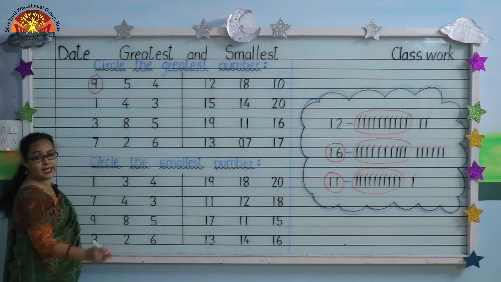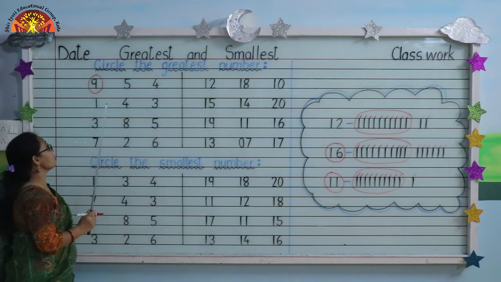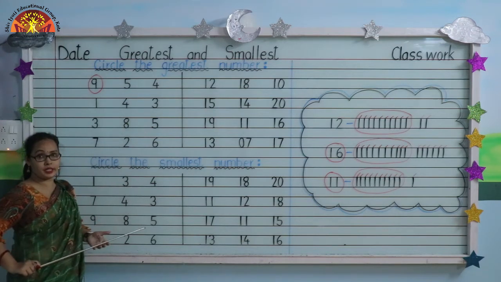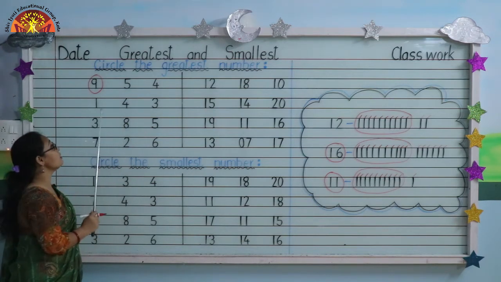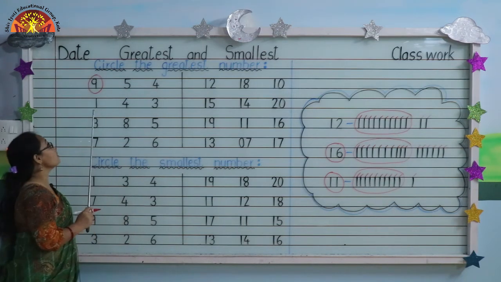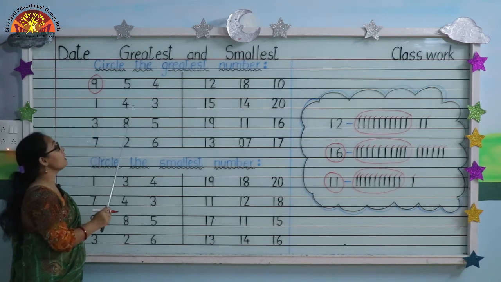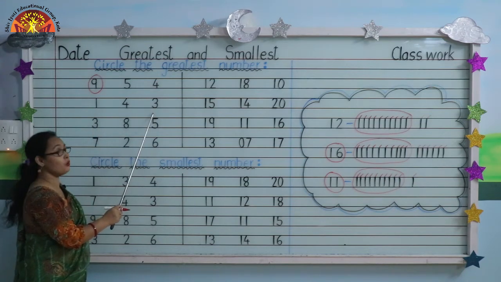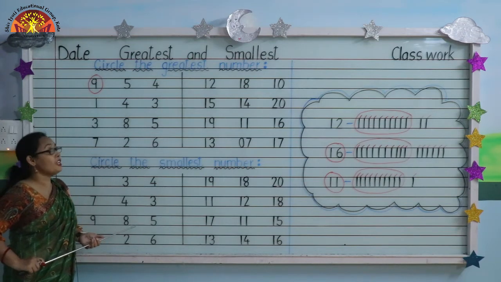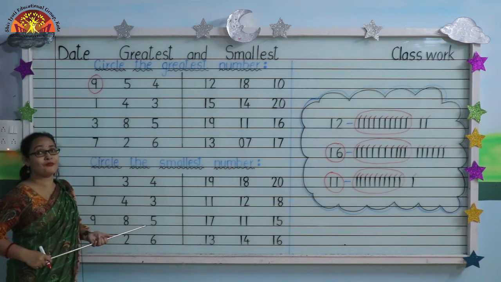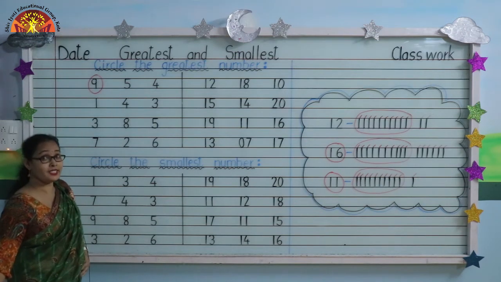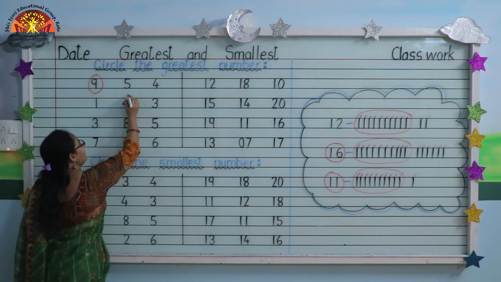Move to next. Next given numbers are 1, 4, 3. Kids, now you tell me which is the greatest number over here. Is it 1? No. Is it 3? No. Is it 4? Yes. Very good, kids. Now what will we do? Yes, kids. Very good. We will circle the greatest number like this.